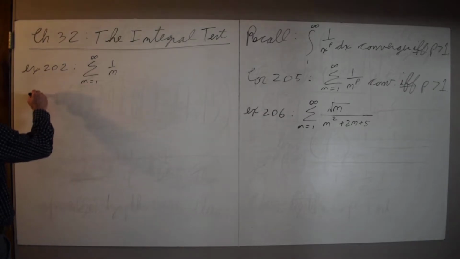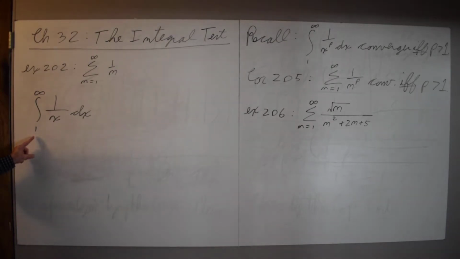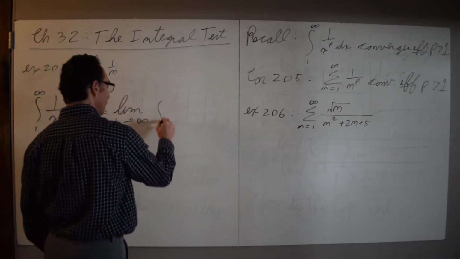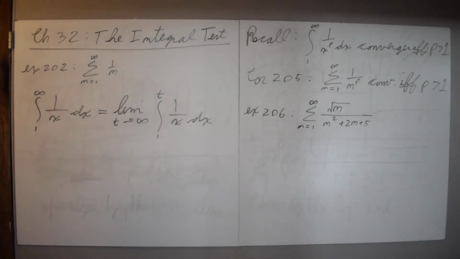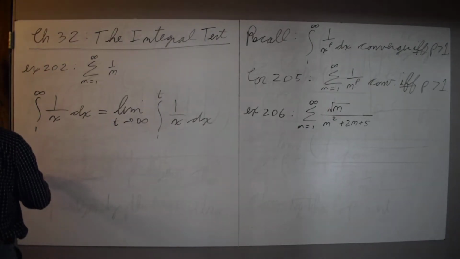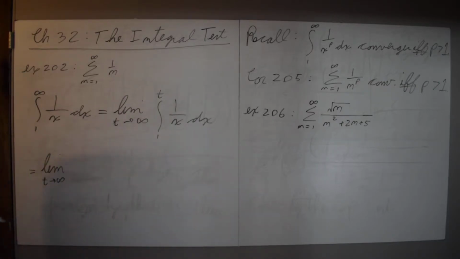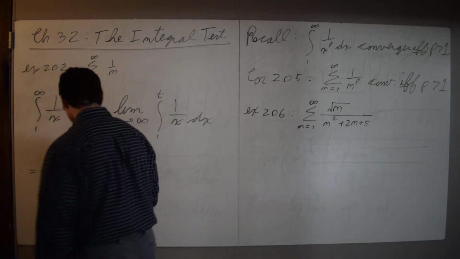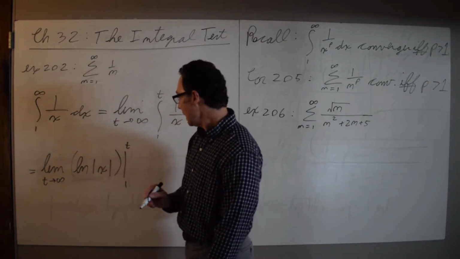So, to apply the integral test to this series, we calculate this improper integral. Remember, this by definition is the limit as t tends to infinity of the integral from 1 to t of 1 divided by x dx. This is the limit as t tends to infinity of natural log of absolute value of x evaluated at 1 and t.